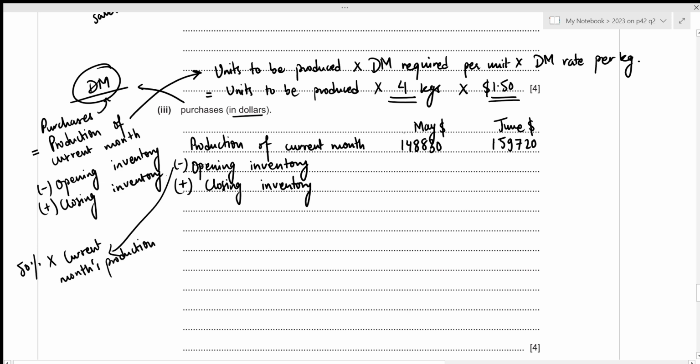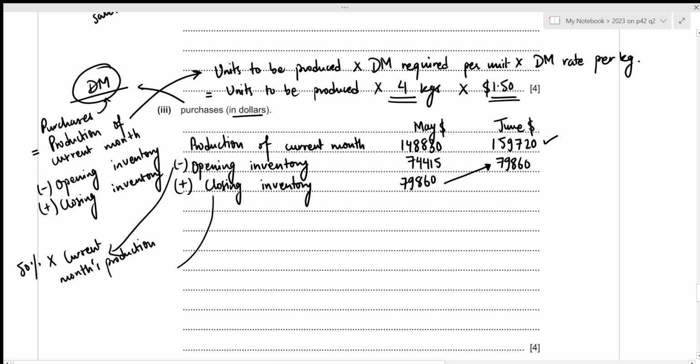So that will just be 148,830 times 50%, which will be 74,415. And for the month of June, that will be 159,720 times 50%, which results in the value of 79,860. And remember that current month's closing inventory will act as the next month's opening inventory, which means that the closing inventory for the month of May will have the value of 79,860.